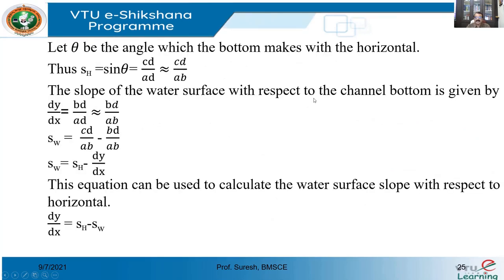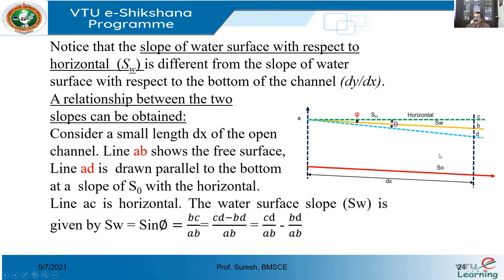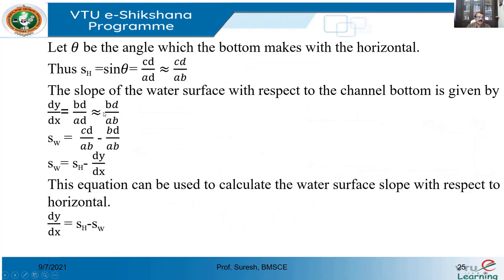The slope of the water surface with respect to the channel bottom is given by dy by dx, the one which we studied in the earlier class. So this dy by dx is equal to BD by AD. So what is BD, what is AD? Right now I am talking about the slope of the water surface with respect to this blue line. That is given by BD divided by AD. That is what I wrote here.